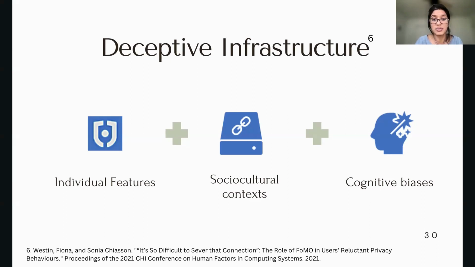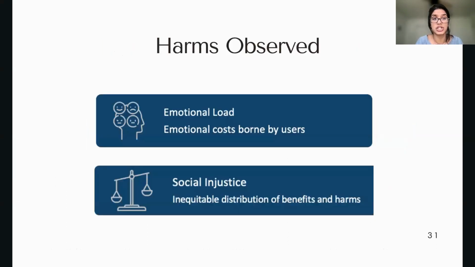And so the deceptive infrastructure we saw led to two types of harm. One, emotional load that was borne by users in the form of fear and anxiety. Second, social injustice, this inequitable distribution of harms and benefits because of the fact that there were some strengthened stereotypes.